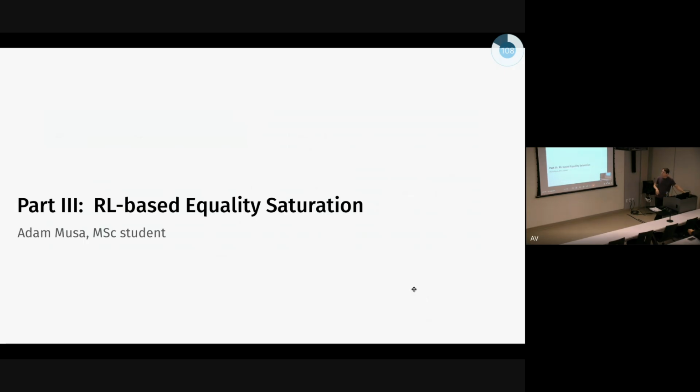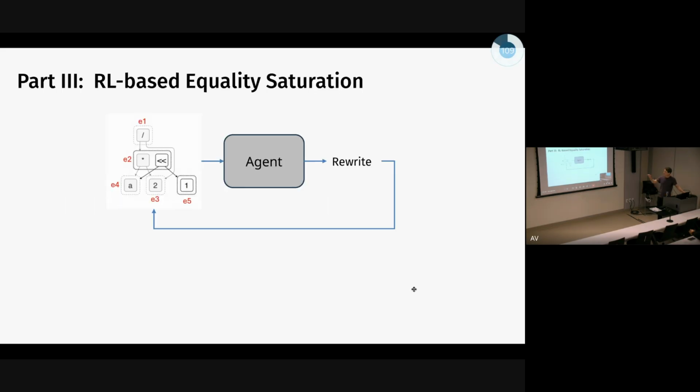And that brings me to the last part of my talk, which is how can we use machine learning to solve that problem of exponential growth? And this is the work of Adam Musa. He started doing that since the summer. He's a master's student in my group. What we're trying to do is use reinforcement learning to make saturation work accurately and not have to wait this crazy exponential time. So this is the big picture.